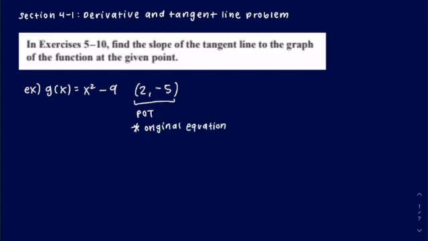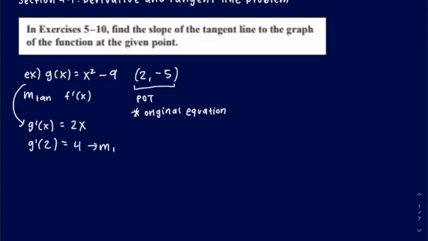And then the second thing we need to find is m tan. What m tan is, it's the instantaneous rate of change of the function at a point. The way you find m tan is to take the derivative of the function. So here I'm going to take the derivative of g of x. So g prime of x is equal to 2x. In this equation right here, we're going to plug in our x value of our point of tangency to find the slope at that point. So g prime of 2 is 4. And so 4 is our m tan value.